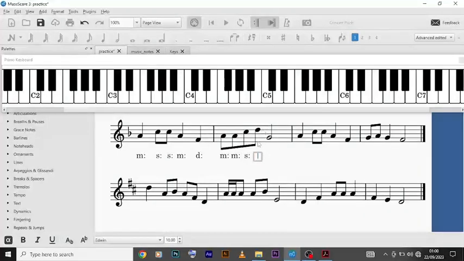What is this one? Do, re, mi, fa, so, la. We count space, line, space, line, space, line. So this is a la. Then what is this one? This one will be a re.